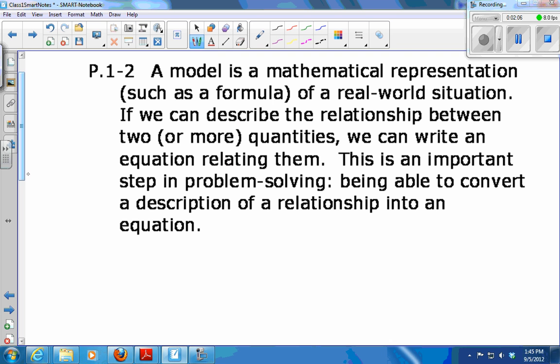So a model is a mathematical representation, such as a formula, but also a graph or a table of values, of a real world situation. If you can describe the relationship between two or more quantities, then you can write an equation that relates them. So this is an important step in problem solving, being able to convert a description in words into an equation.